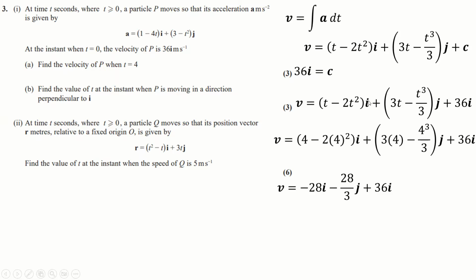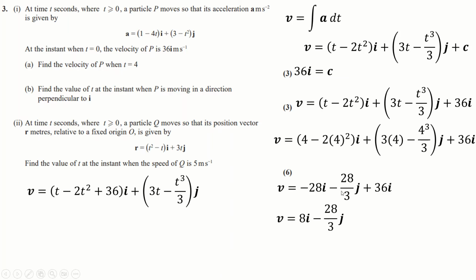And for it to be just going vertically, we want the i components to be 0, right? We don't want it to be moving horizontally. So the i components have to be 0. So this and this need to be 0. Sorry, I didn't finish this off. Sorry, finished off now. Good. So that's to finish off part A.